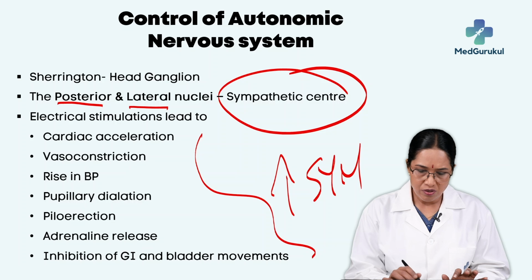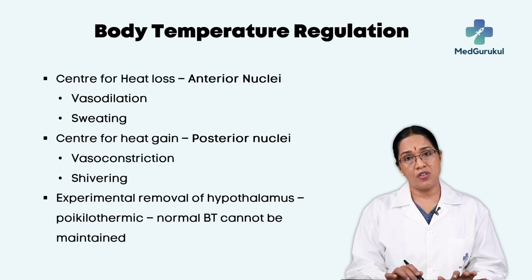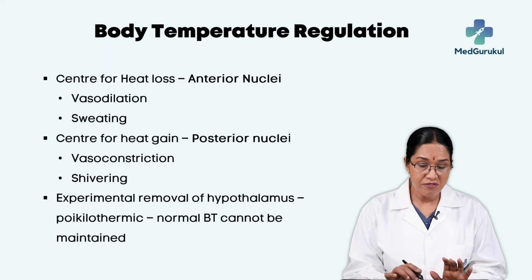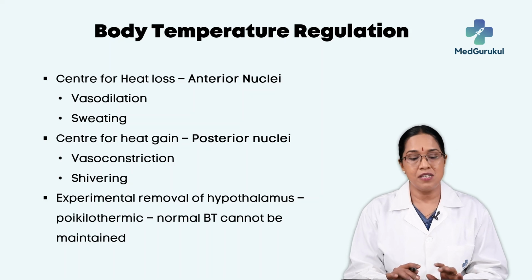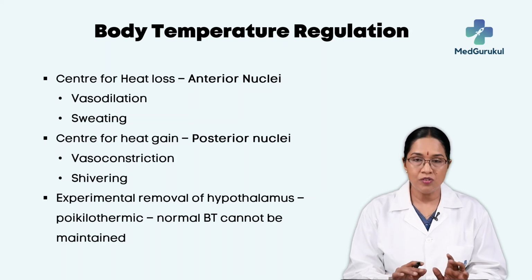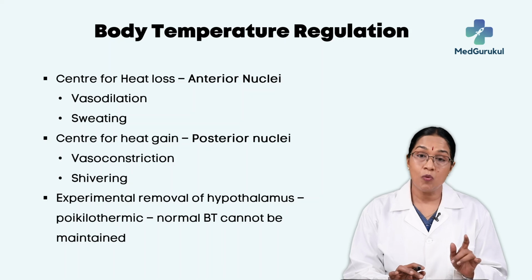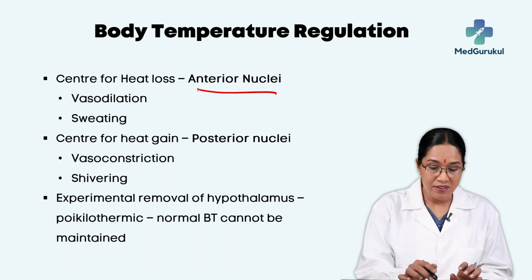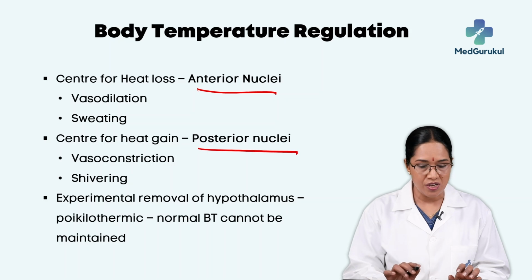Now, if you look at body temperature regulation, the center for heat loss and the center for heat gain, both are present in the hypothalamus. Now, what is the center for heat loss? It is the anterior nucleus of the hypothalamus, and the center for heat gain is the posterior nuclei.